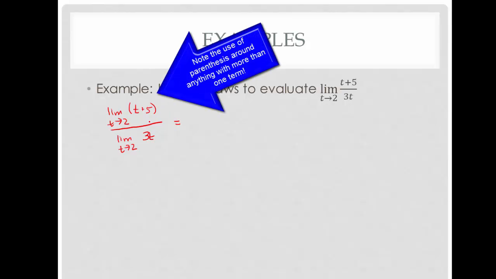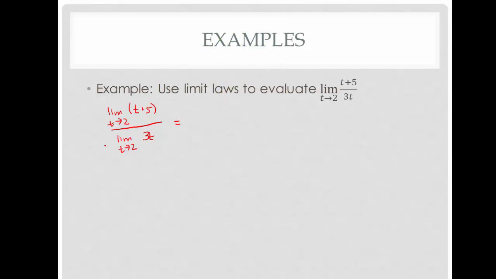We also know that we can, for example, split this limit across addition and pull the 3 out as a constant in front. So the numerator can be the limit as t approaches 2 on t plus the limit as t approaches 2 on 5. And in the denominator, I'll have 3 times the limit as t approaches 2 on t. So according to the limit laws, all of these are legal.